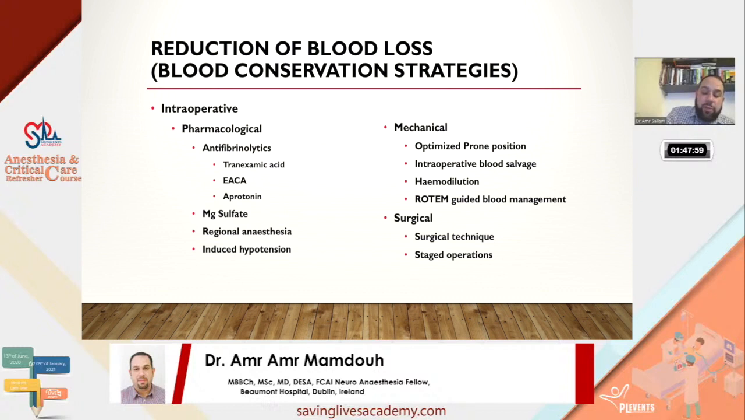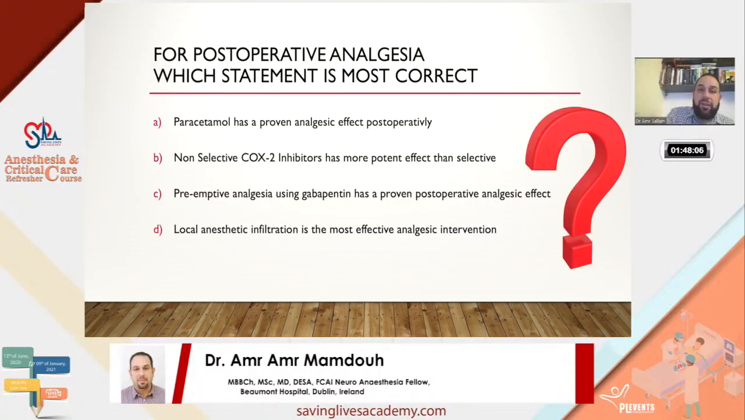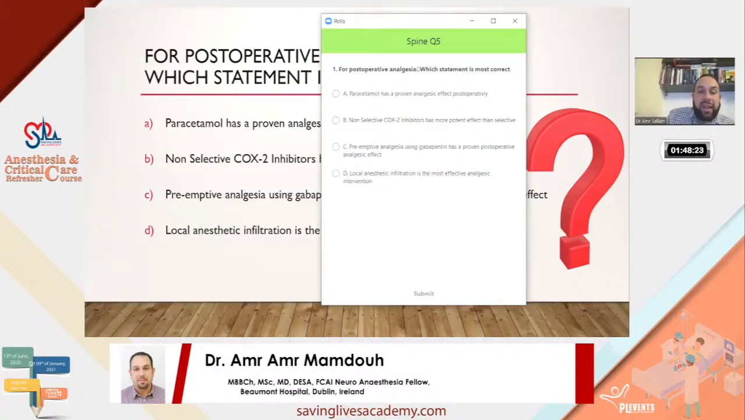The last question, and a very important one, sorry for that, Walid, I know I'm a little bit late, is about post-operative analgesia, which is very critical and very important as well, with some points. So paracetamol has a proven analgesic effect post-operatively, and a non-selective COX-2 inhibitor has more potent effects than a selective one. Preemptive analgesia using gabapentin has a proven post-operative analgesic effect, or local anesthetic infiltration is the most effective analgesic intervention.